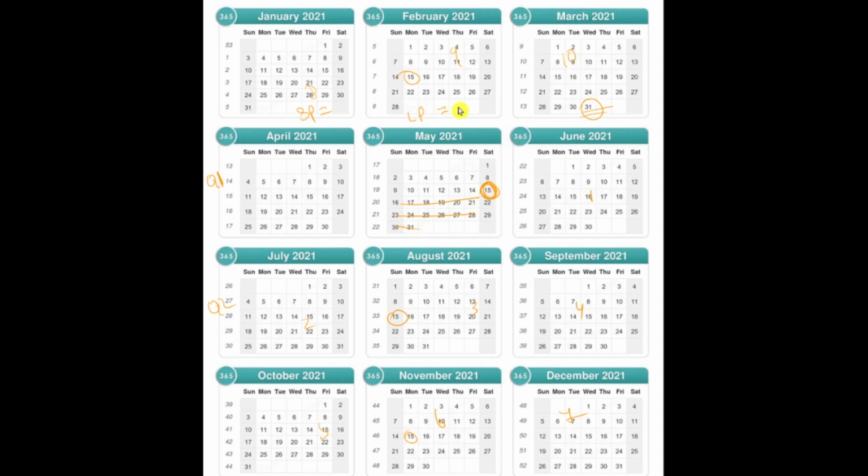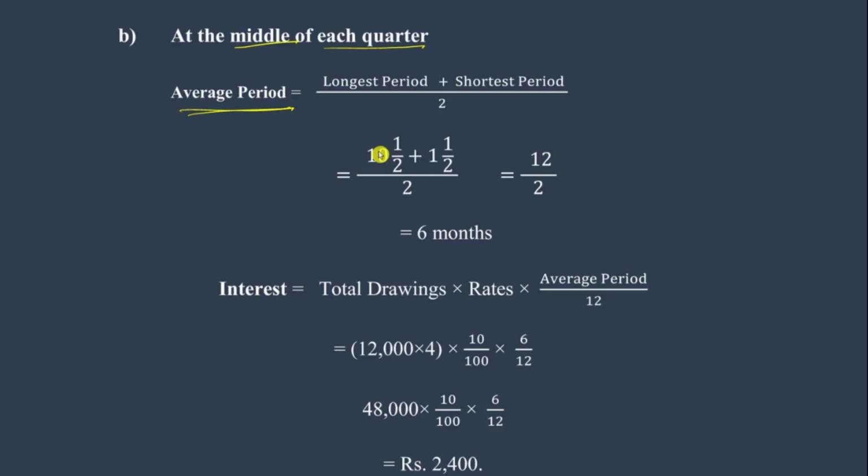So totally the longest period is 10 and a half months. Now just calculate the shortest period. The last day of withdrawal in that quarter is the February 15th. So from that to the accounting period end date, that is 31st, from here to here we have 15 days plus 1 month. So that is 1.5 months.